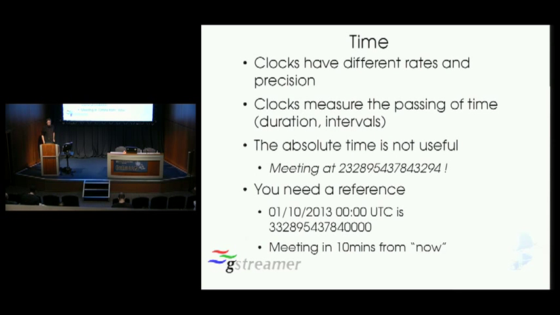Which leads us to clocks. Clocks and all chronometers need to measure time in a monotonic fashion.